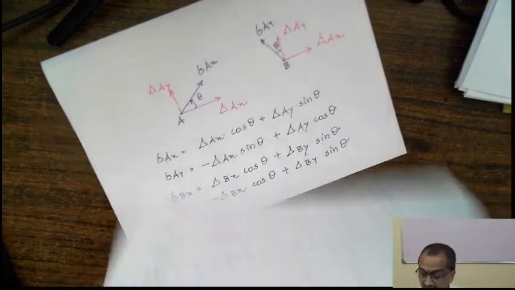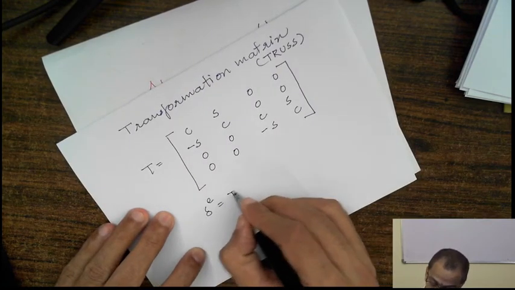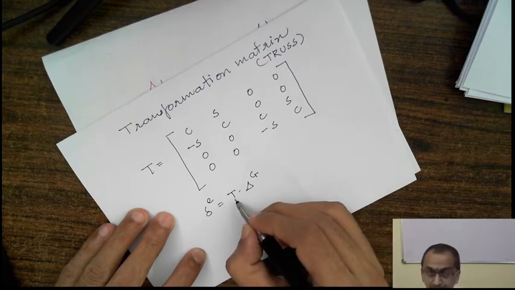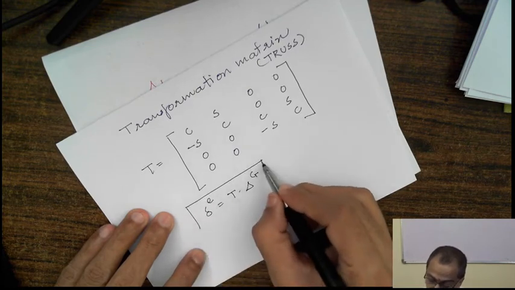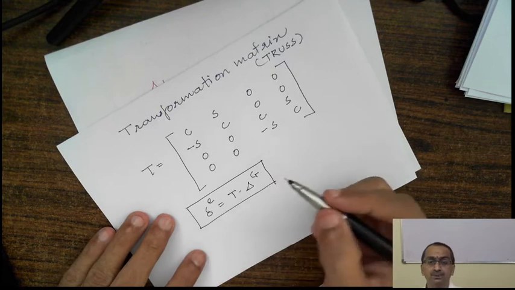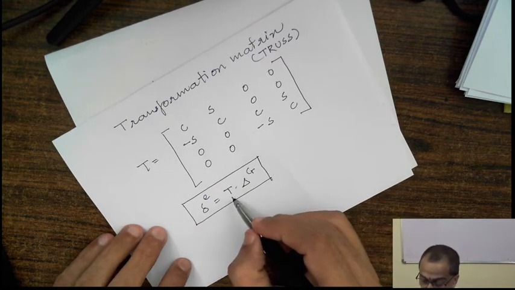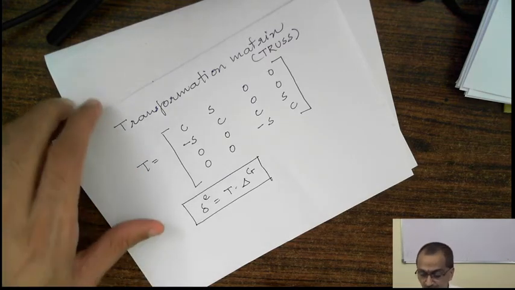We can express that local displacements delta is equal to T delta global. Global displacements, if we multiply with transformation matrix, we get the local displacements. This is the relationship we have seen, and we have seen what is the nature of the transformation matrix T. So delta element is equal to T delta global. This is what we have seen in today's discussion. I hope it is understood.